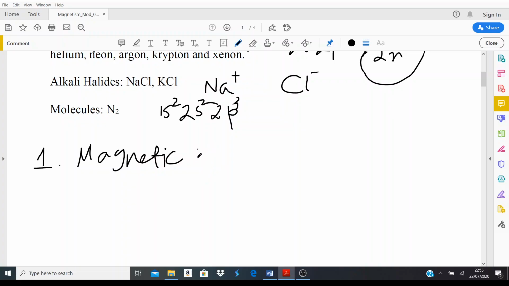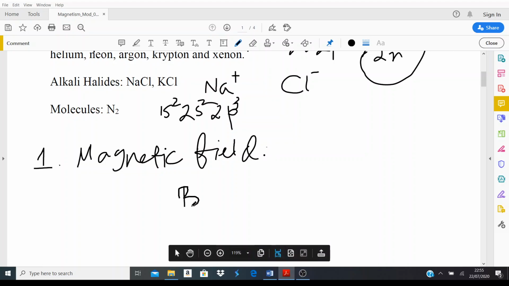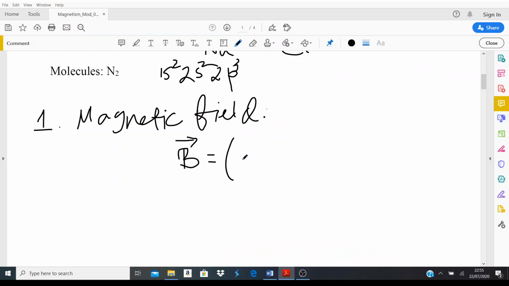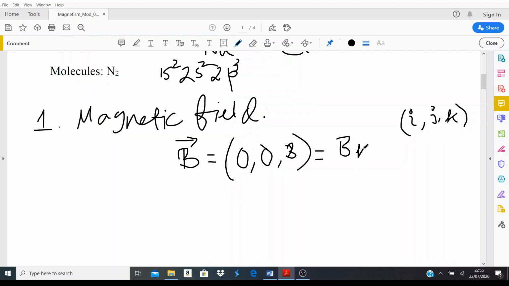So in our model the magnetic field is a vector, right? Magnetic field is a vector quantity, and in three-dimensional space it should have 3 components. And the magnetic field we are using in this model points in the z direction. So in Cartesian coordinates, assuming that we have 3 unit vectors i, j and k along the x, y, z axes, this can be written as B times k. So the magnitude is B and the direction is along k.